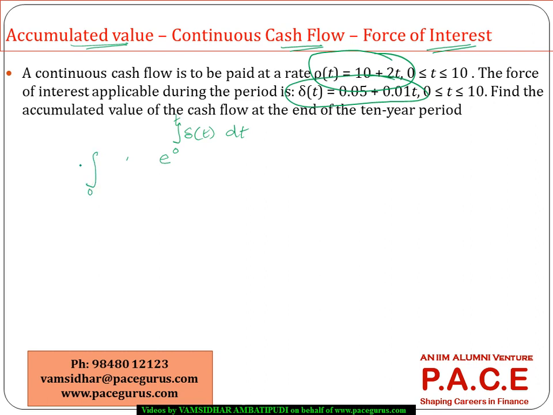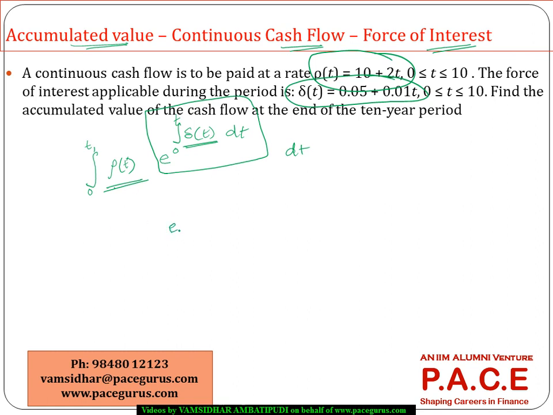This is over a 10-year period, so this goes as e power integral 0 to t1, then whatever is the rho of t into e power this dt. This is what will go as a part of the continuous stream of cash flows as well as the force of interest if I have to find out the present value or the accumulated value of the investment. So first, let's simplify this in terms of t and then we'll do this part.